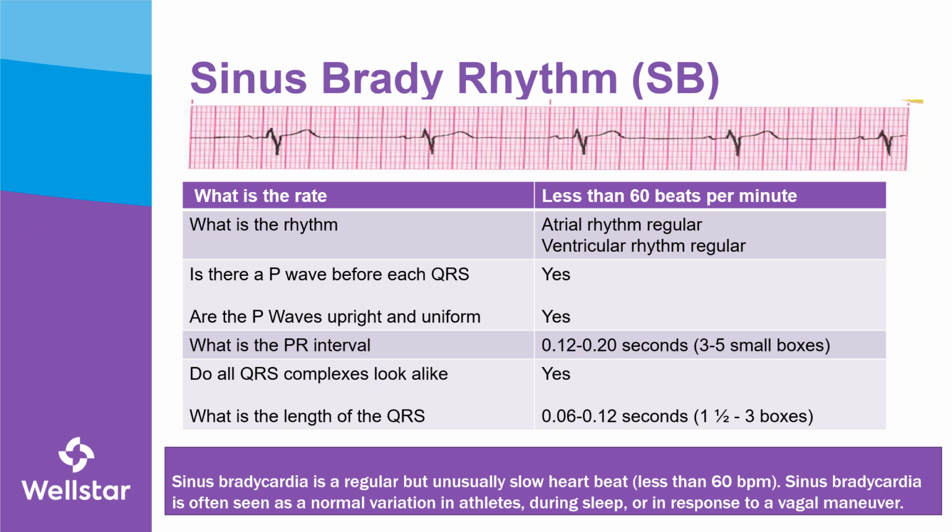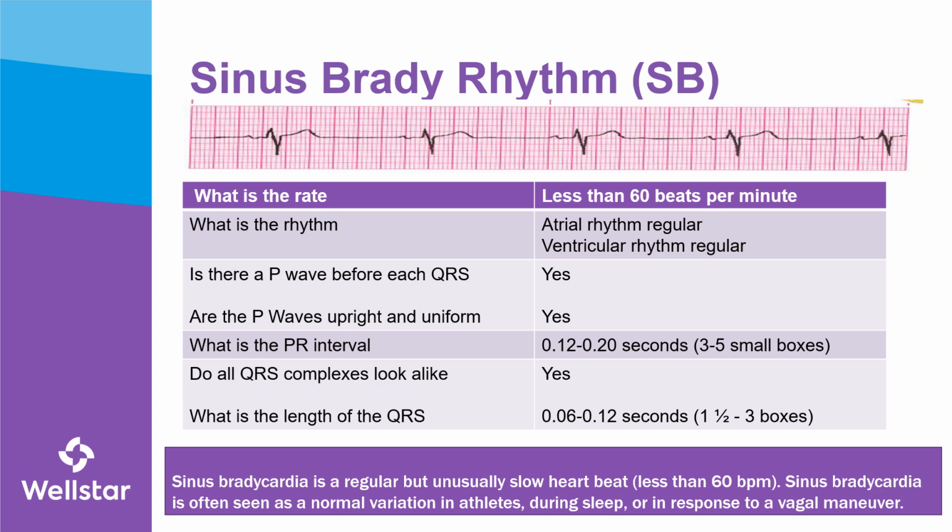The PR interval is normal, 0.12 to 0.2 seconds, and all QRS complexes look alike. None of them are wide, bizarre, or aberrant. What is the length of the QRS? The length is 0.06 to 0.12 seconds.